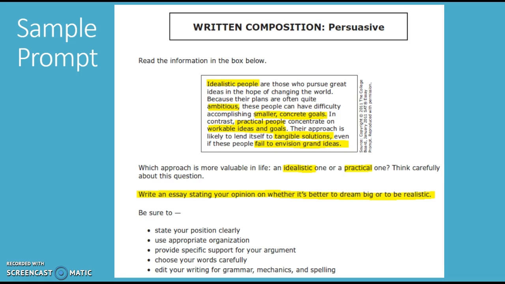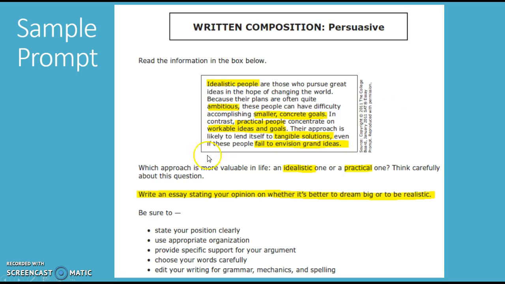Okay, so just very quickly, let's look at a sample prompt. This is a prompt you've seen before, I'm sure. This was the prompt on the English 2 test last year. Write an essay stating your opinion on whether it's better to dream big or be realistic. And the thing I really like about this prompt is you really had a lot of great vocabulary to help you answer the question. So all I did with this highlighting tool right here, here, here, and here is highlight for you all the words that you could have used in your essay.